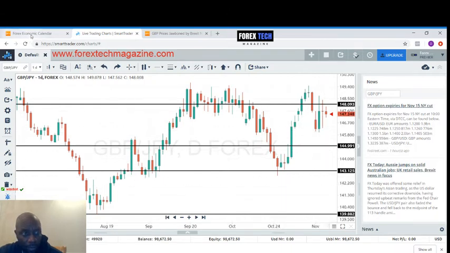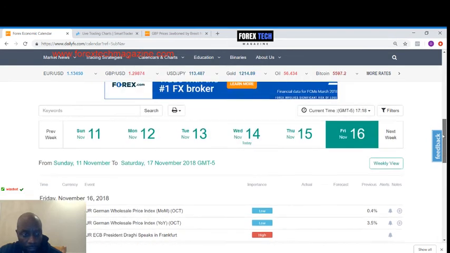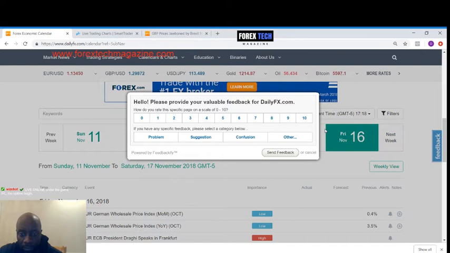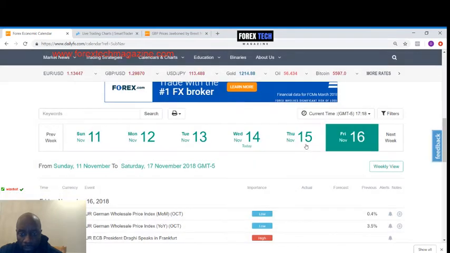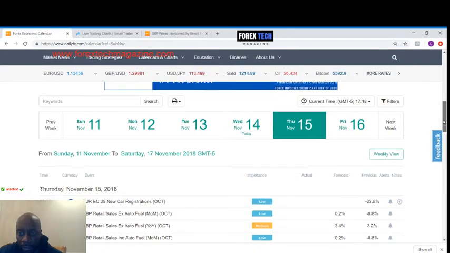Let's see something here. This is the economic calendar for today. There's a couple other sites too that I like to use. I think they're really good.